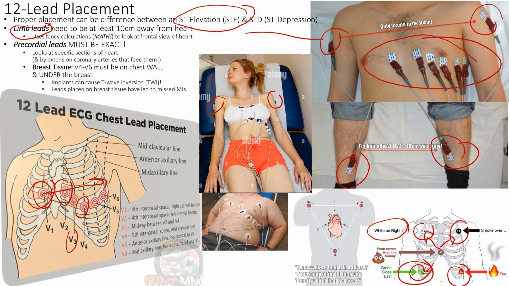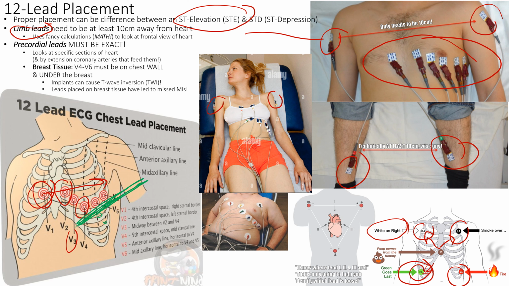And then what about V5, V6? These are on the same horizontal plane. Sometimes they'll say this space, this space, this space. No, it is right across the same horizontal plane. Same thing, fifth intercostal space, up to the mid axillary line.